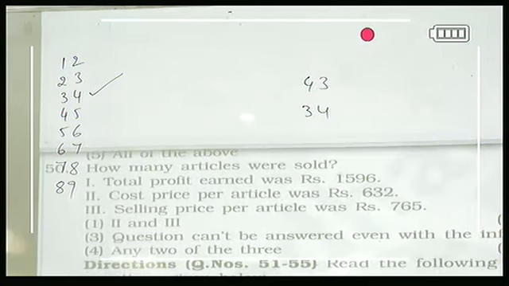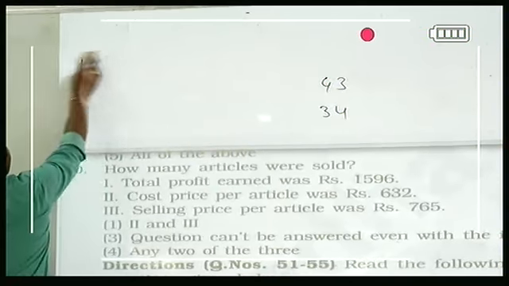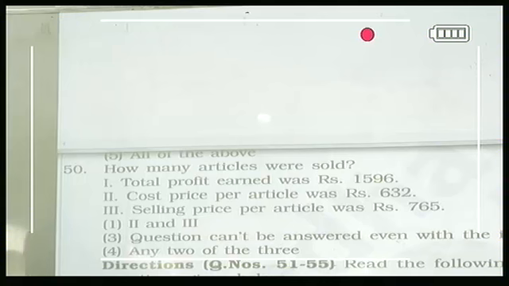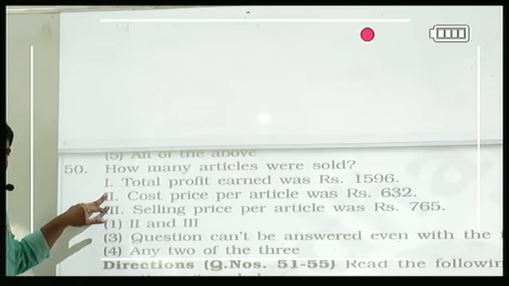How many articles were sold? The total profit earned was 1596. Will you get the answer from this? No. The cost price per article was 632. No. Selling price per article was 765. No. Using 2 and 3, what can be concluded?